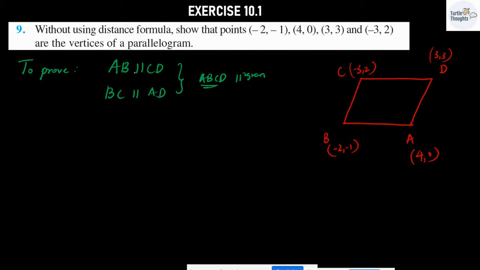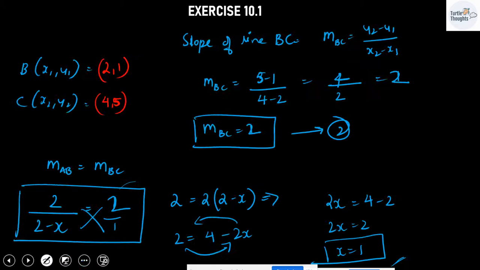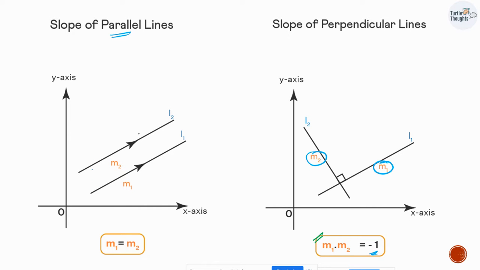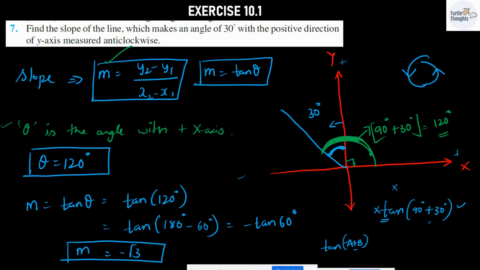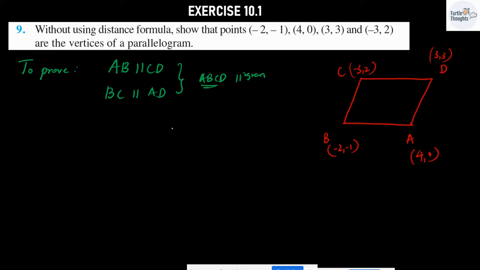Okay. Now, how can I prove that two lines are parallel? If the coordinates are given, I can use the slope formula, right? If the slope of two lines will be minus 1, then I can tell that the two lines are perpendicular, right? If the slope of two lines are the same, then can I tell they are parallel? So I will be using this concept over here. If two lines are parallel, then the slope should be equal, right? So I will be proving the same over here.